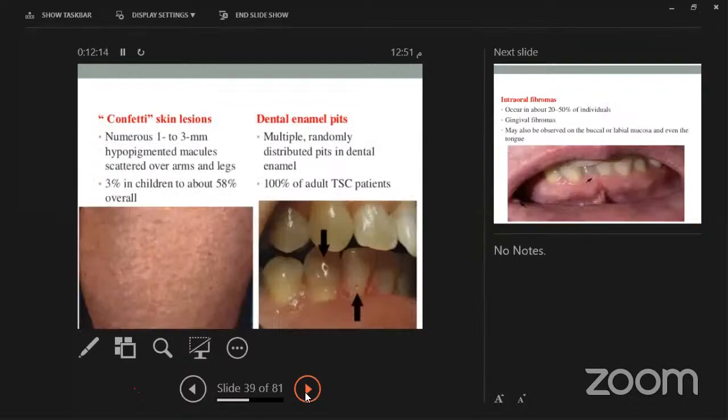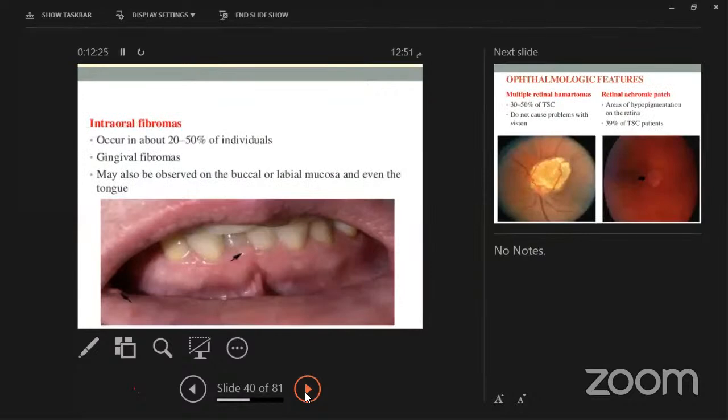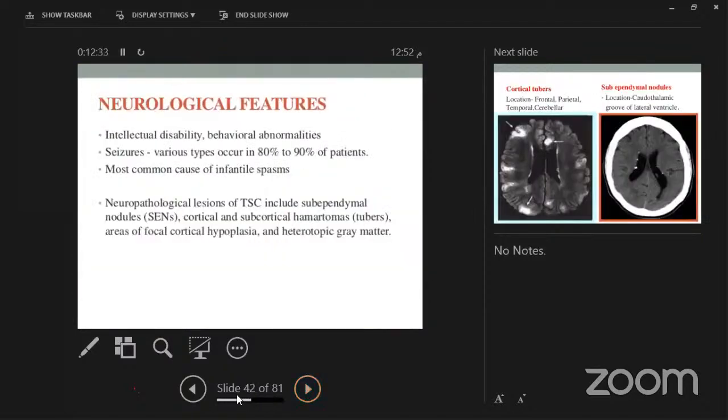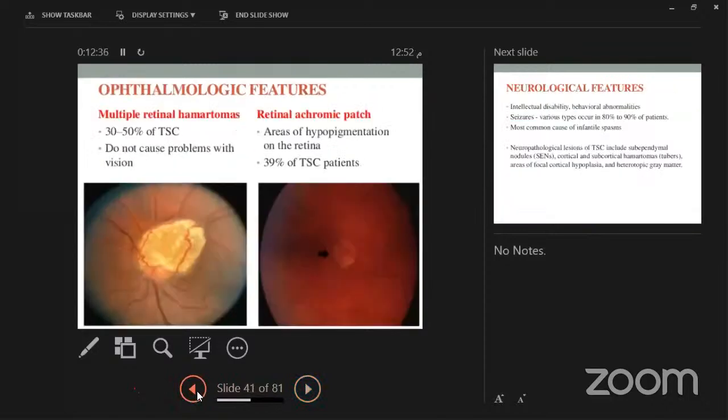Confetti skin lesions and dental enamel pits can be present as minor features in patients with tuberous sclerosis. Intraoral fibromas also occur in about 20 to 50% of individuals. Ophthalmologic features also include multiple retinal hamartomas, which occur in about 30 to 50% and don't cause problems with vision. There is also a retinal achromic patch, an area of hypopigmentation of the retina, occurring in about 39% of tuberous sclerosis patients.